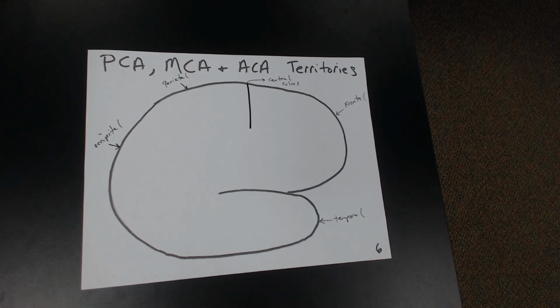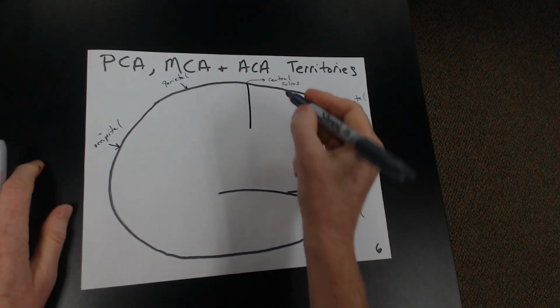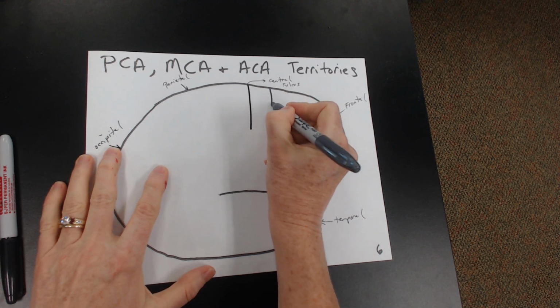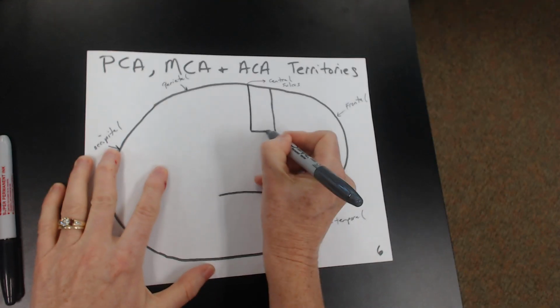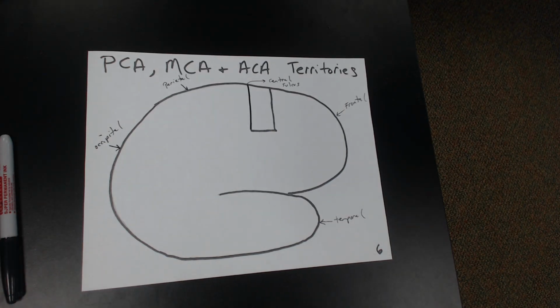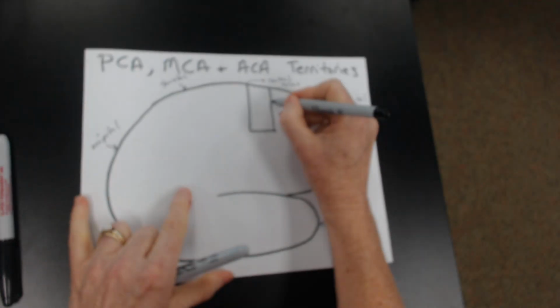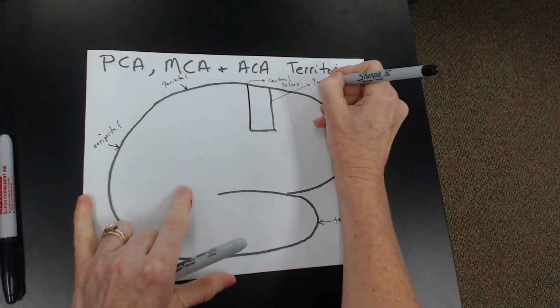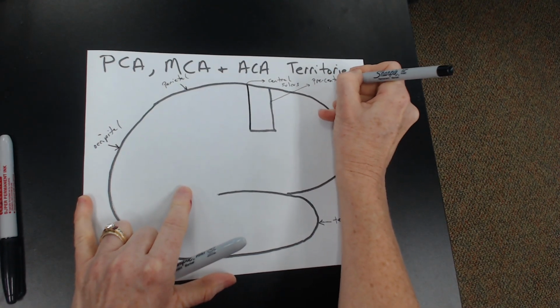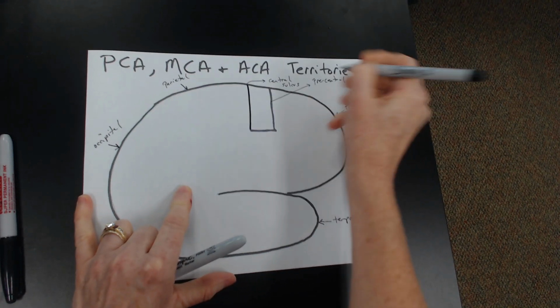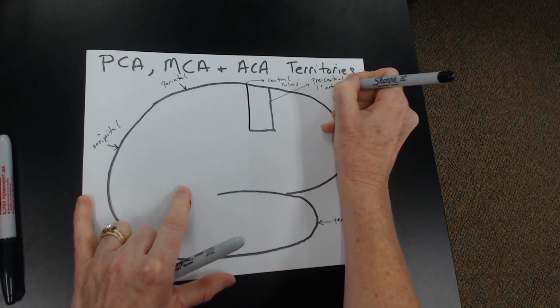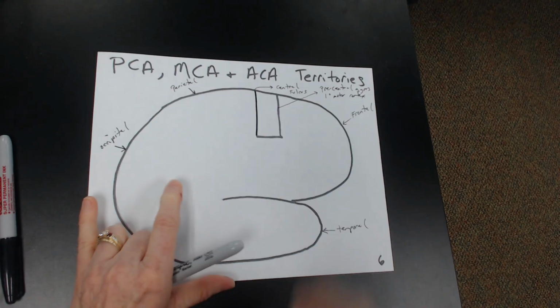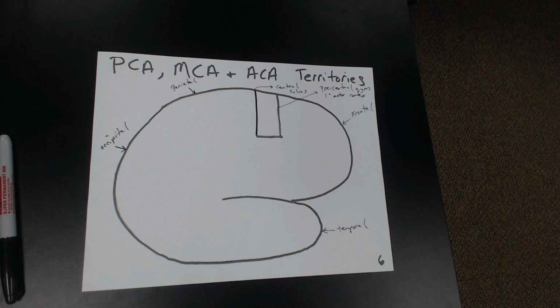Now going way back to last week, we also talked about a couple of really important gyri. There's going to be one here in the frontal lobe. It's the precentral gyrus or primary motor cortex. We'll put both. So that's your precentral gyrus or your primary motor cortex. Awesome.